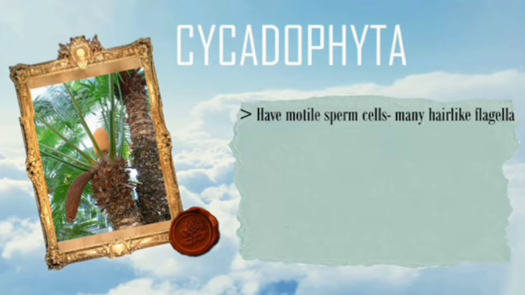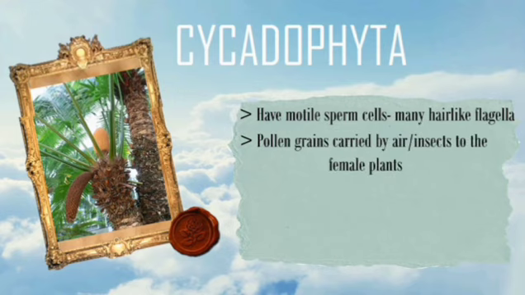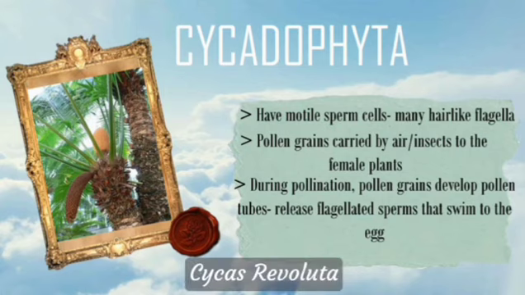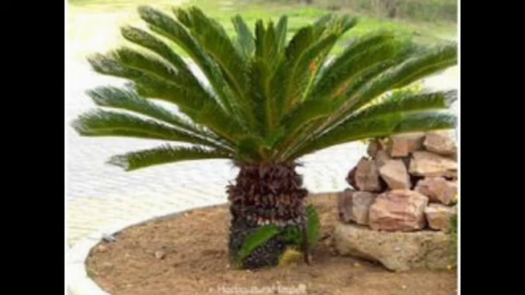It also has motile sperm cells, which have many hair-like flagella. Pollen grains are carried by air or insects to the seed cones on the female plants. During pollination, pollen grains develop pollen tubes and release flagellated sperms, which then swim to the egg.